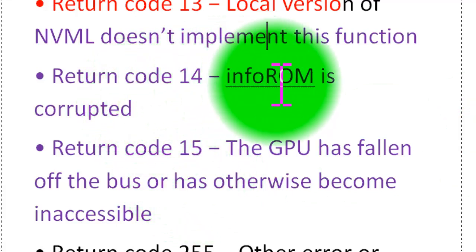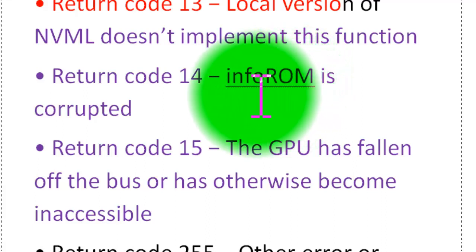Return code 14: InfoROM is corrupted. So the memory of your computer is corrupted, and you should check it, and it cannot store your data. Return code 15: the GPU has fallen off the bus or has otherwise become inaccessible.